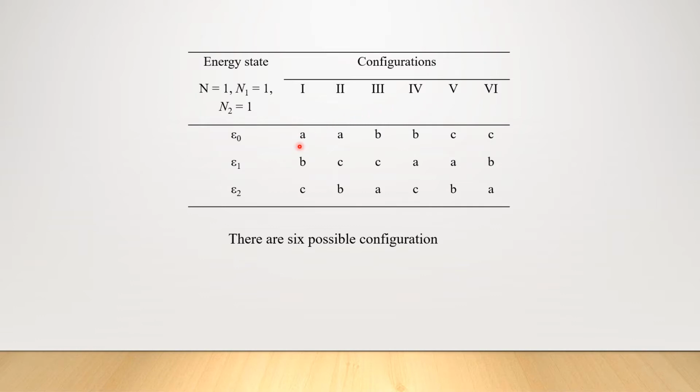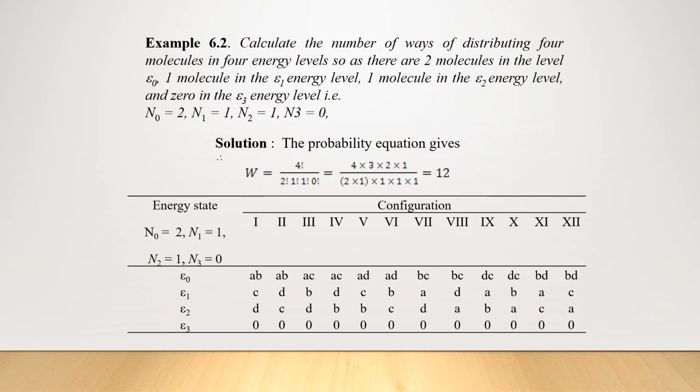For example, let us discuss the first configuration. In the first energy level, A is present, in the second energy level, B, in the third energy level, C. Now here ACB, BCA, BAC, CAB and CBA. That means there are 6 possible configurations. These are the 6 possible configurations in which the molecules can be arranged in different ways. So this was the first problem based on the probability.